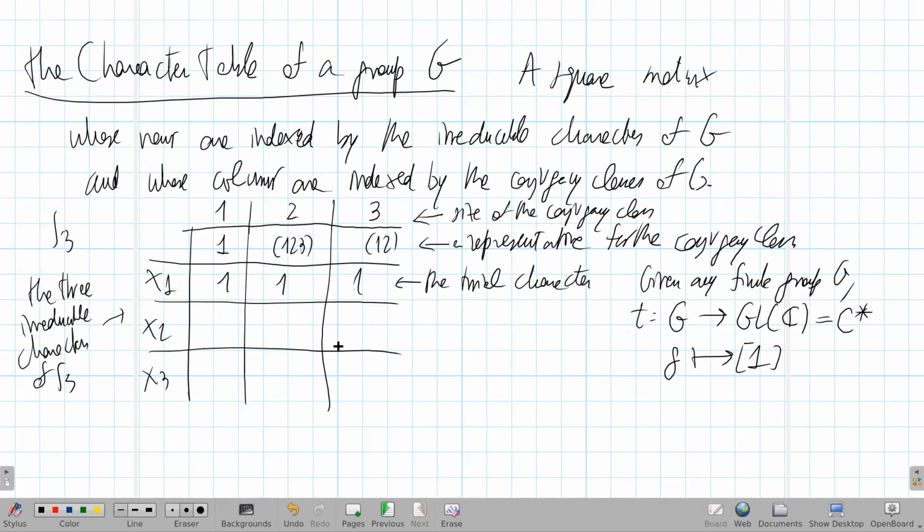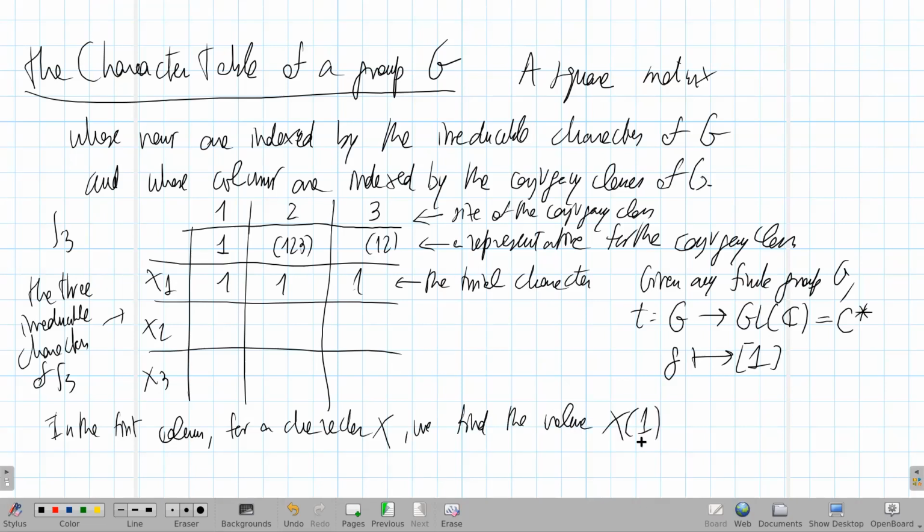Perhaps there is an important thing that we can already do, to show that the theory we have developed so far already allows us to write down certain things without knowing much about the representations themselves. And this is, let's look at these columns, okay? So in the first column, for a character chi, we find the value chi of 1, the identity of the group. Because the rows are indexed by the characters and the columns are indexed by the conjugacy classes, what you find here, for instance, is the value of the character chi2 on the element 1.